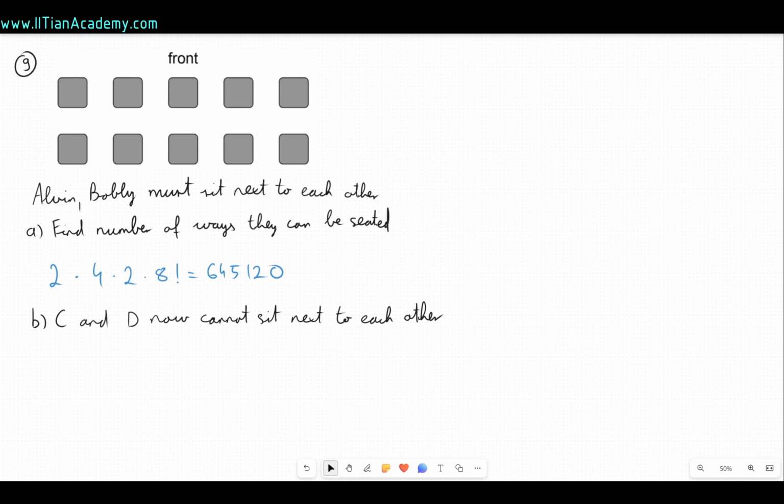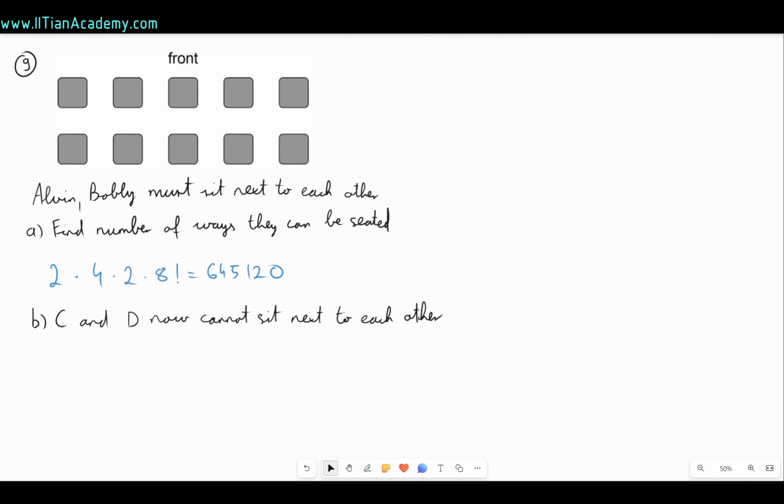So in part B, we are told that Catalina and Daniela cannot sit next to each other, but Alvin and Bobby must still sit next to each other, and we need to find the total number of ways the children can be seated. So what we can consider here is that from this number, we can subtract the number of ways Catalina and Daniela can sit together.